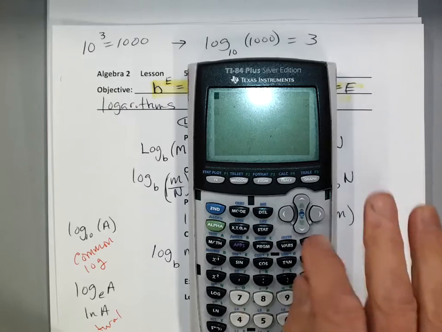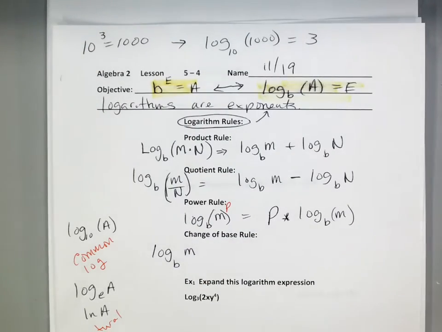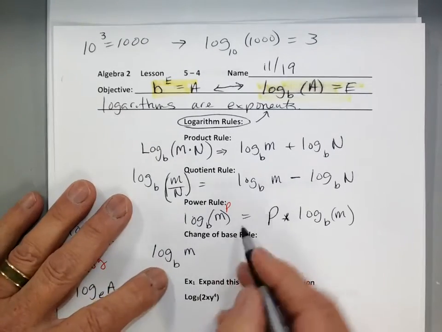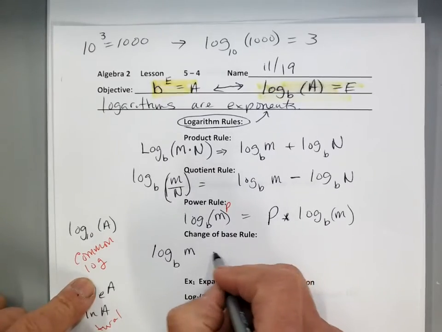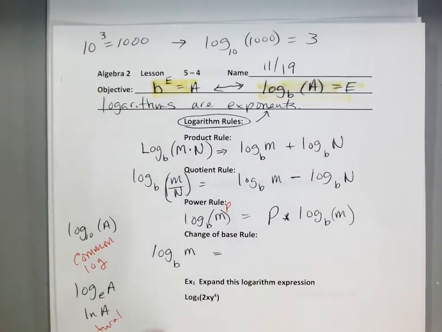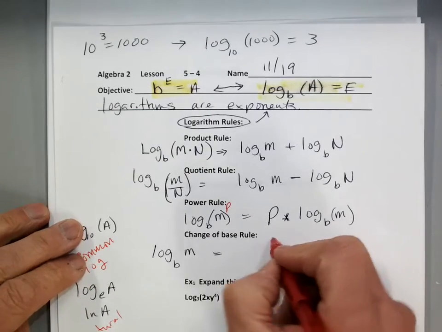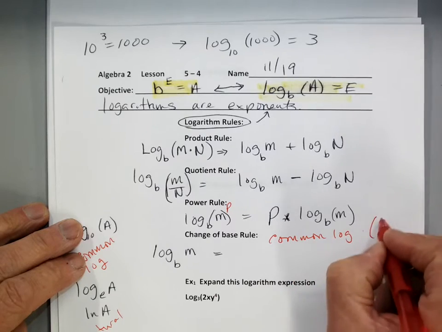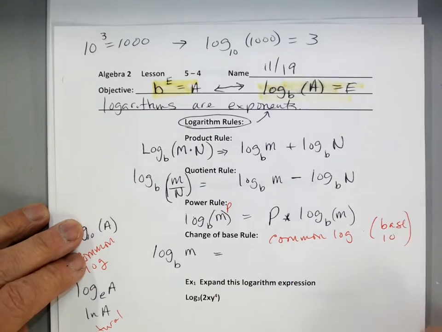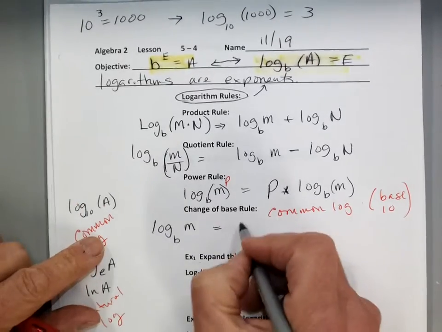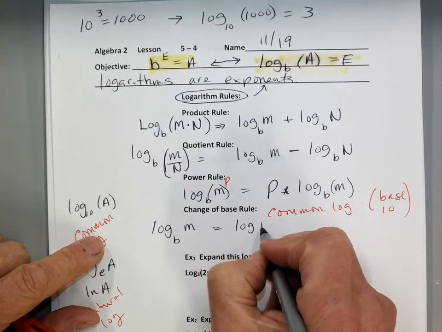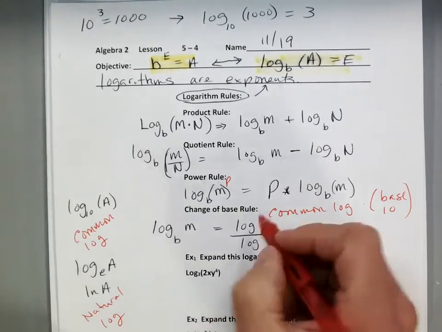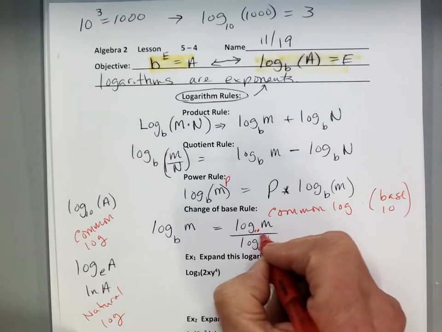What makes it difficult for us is if we don't have the base of either 10 or e. If we have this, we can change it to common log, which is base 10. So we're going to rewrite this as log of m over log of b, with an invisible base 10 on each.